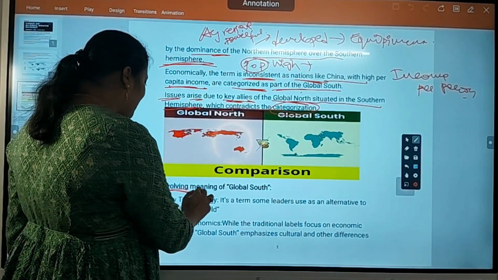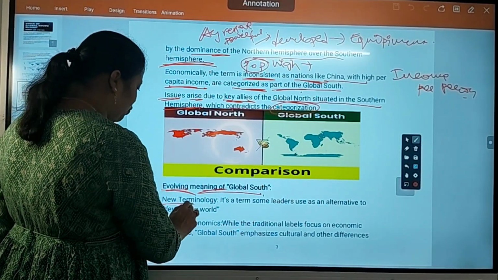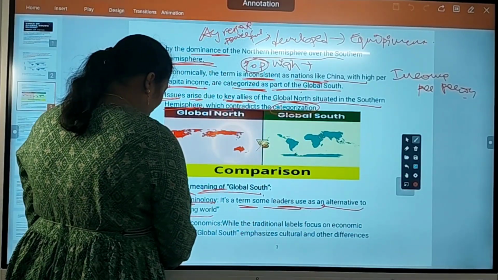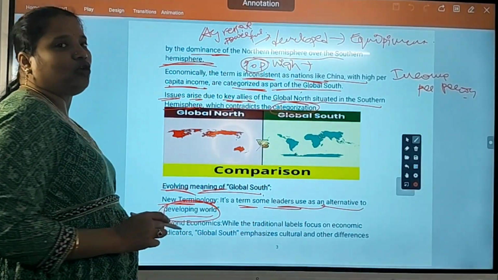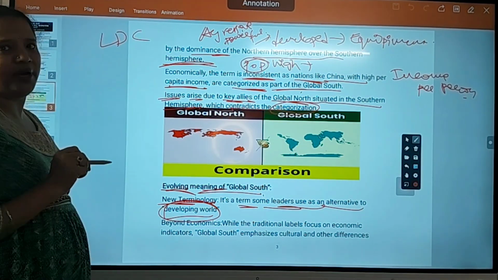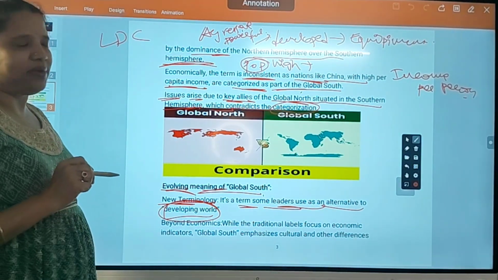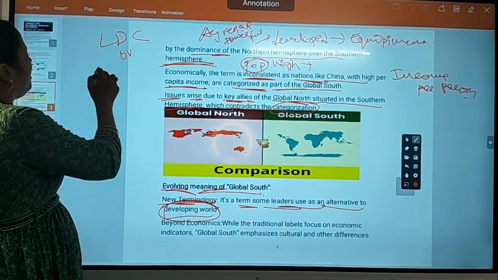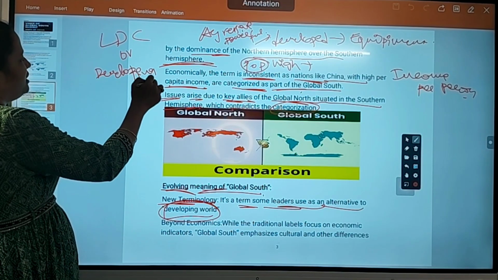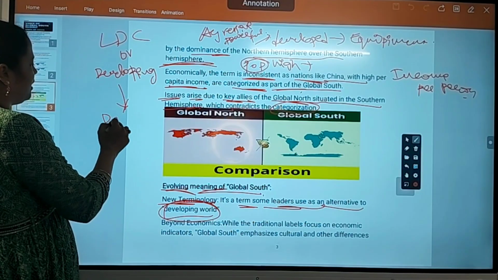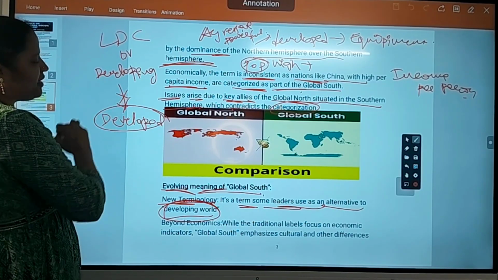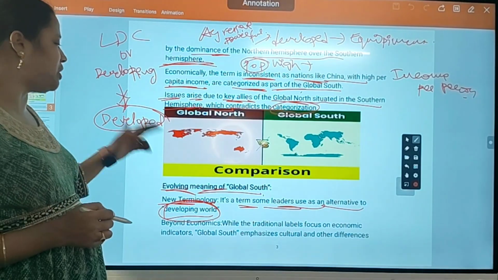What is the evolving meaning of Global South? It is a new term some leaders use as an alternative to the developing world. So Global South is nothing but LDCs, low development countries. Low income countries are developing but still not developed. They are just developing but still not developed. Those countries are termed Global South.